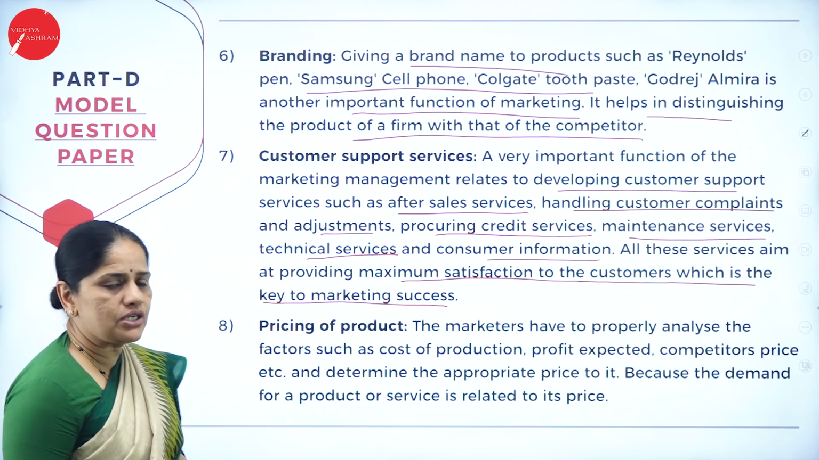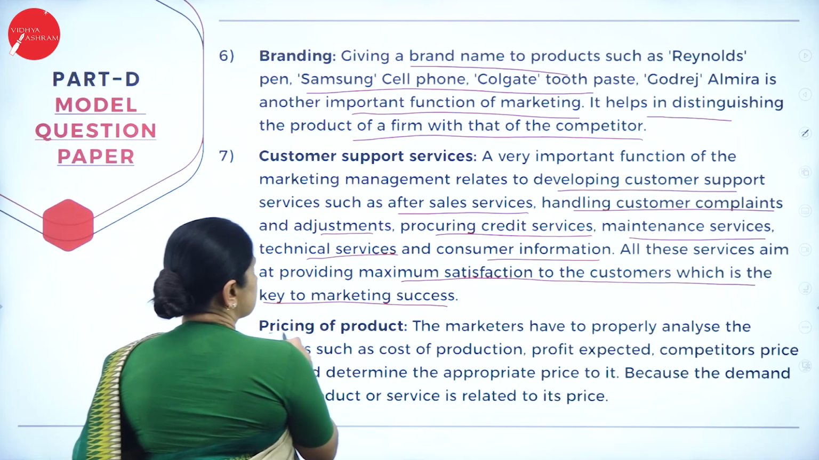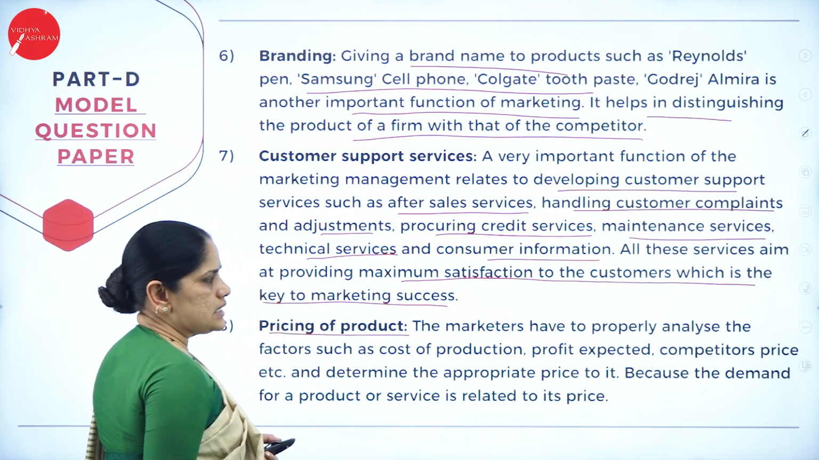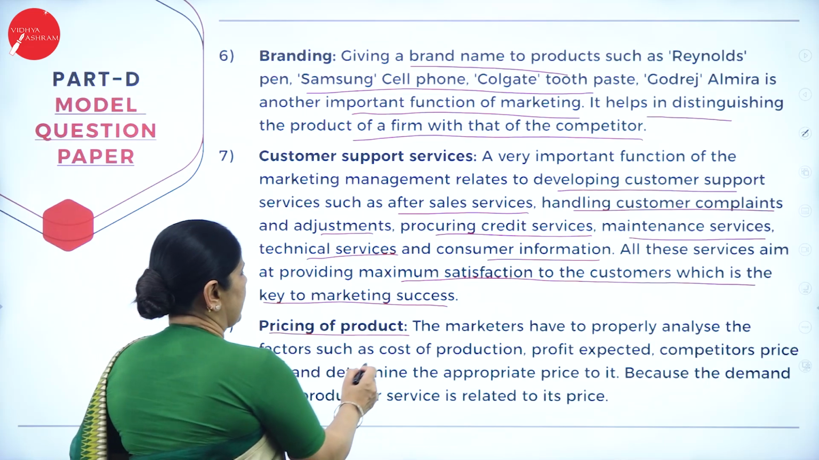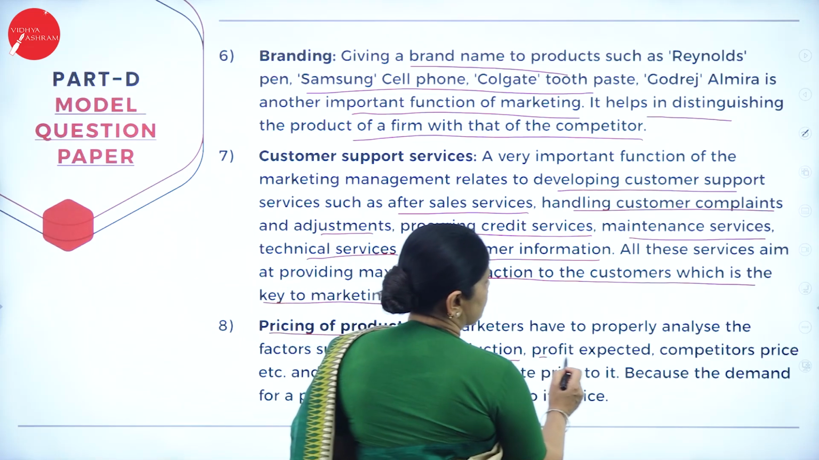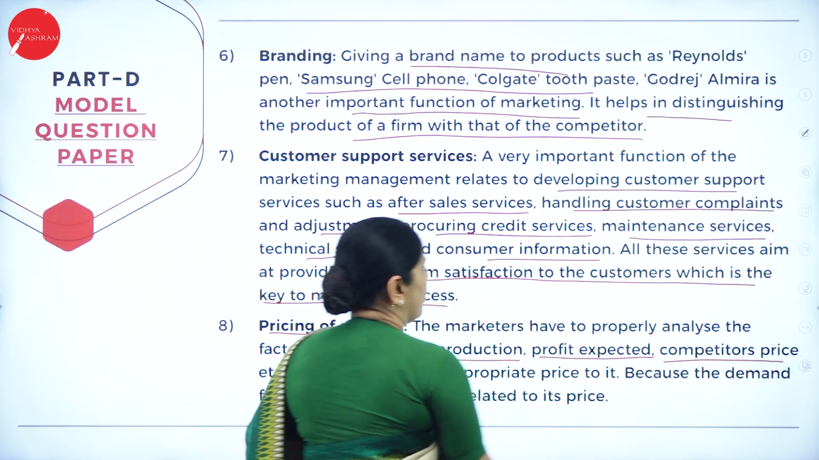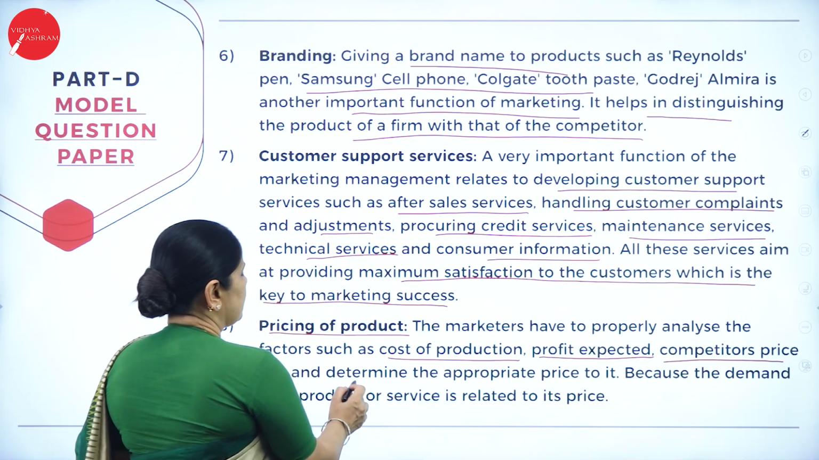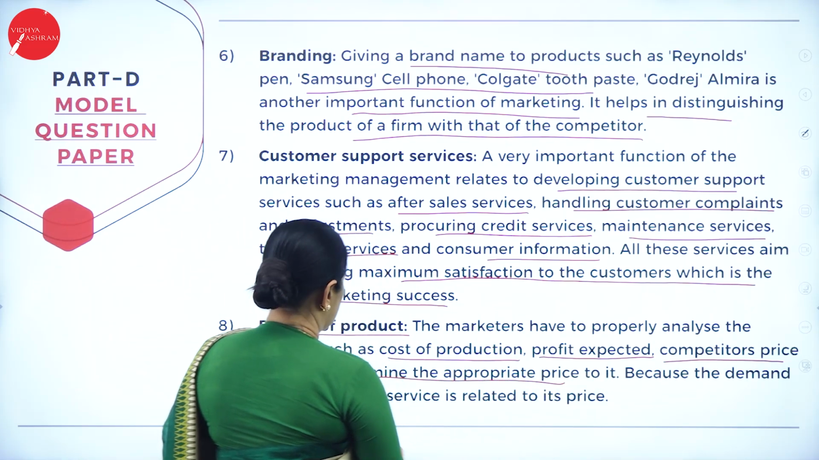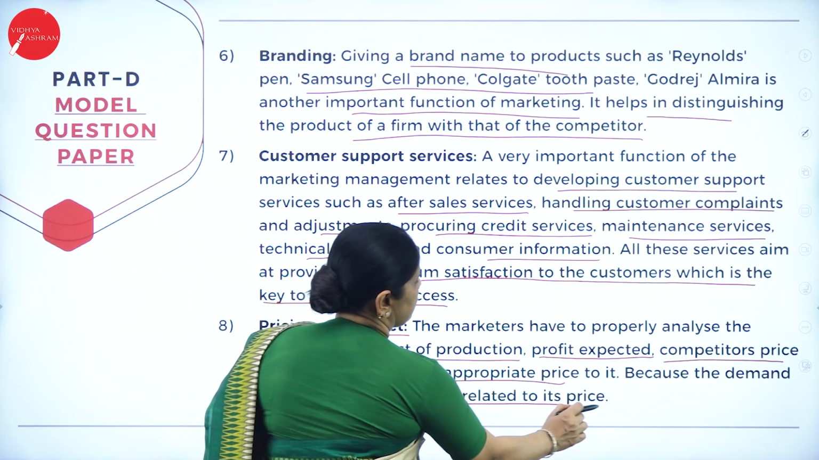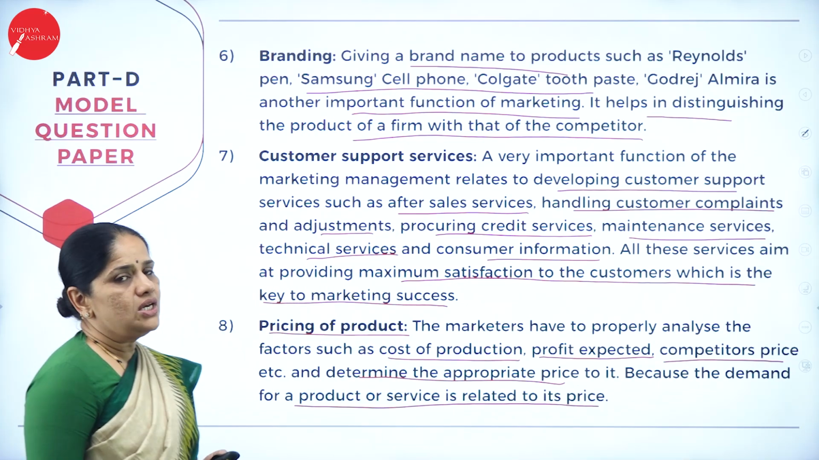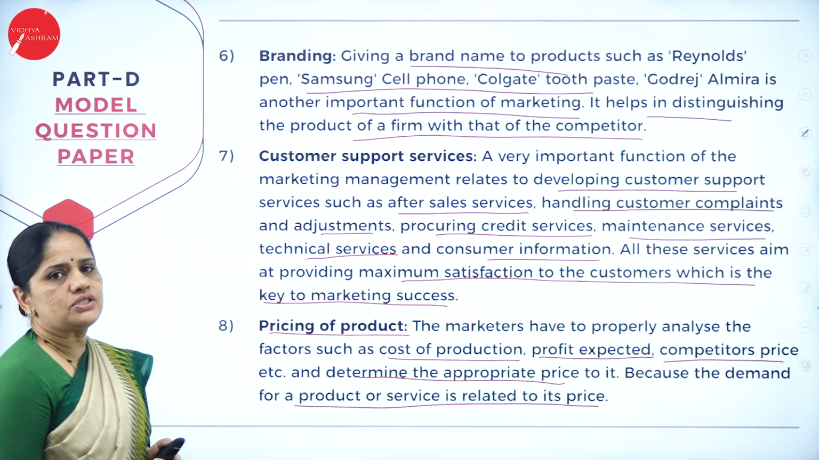Then the last function of marketing is the pricing of the product. The marketers have to properly analyze factors such as the cost of production, profit expected, and competitors' price, and determine the appropriate price, because the demand for a product or service is related to the price. So these are the 8 functions of marketing.